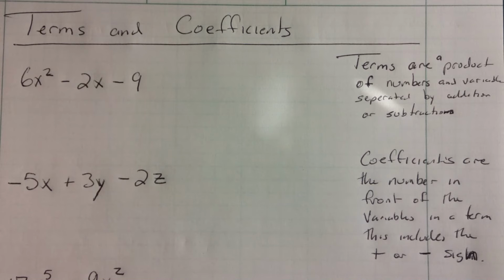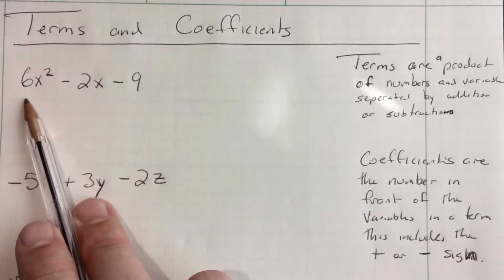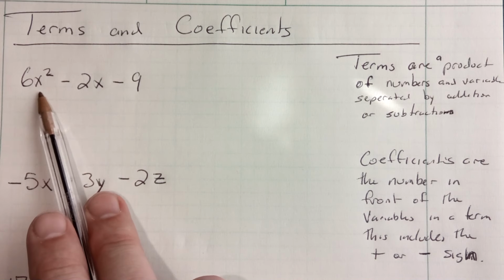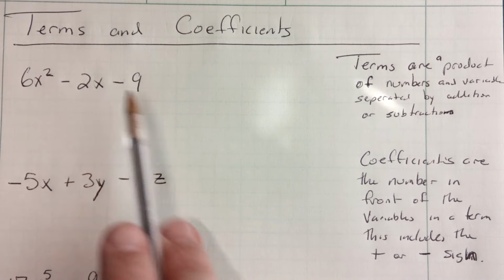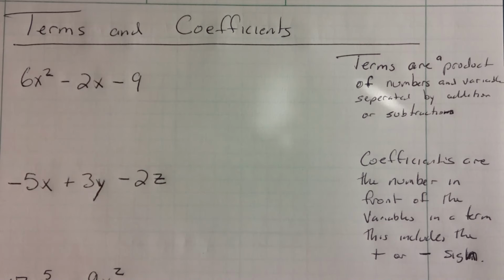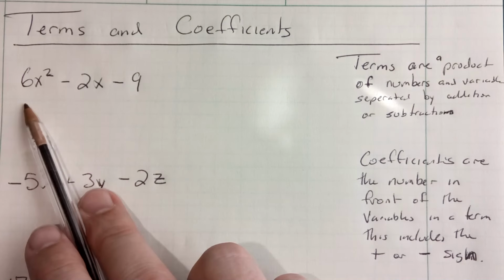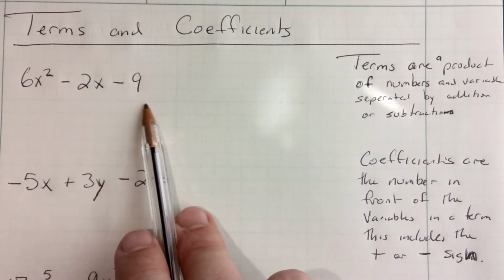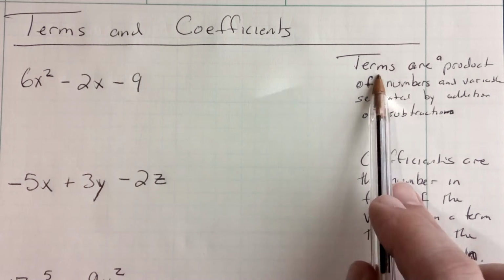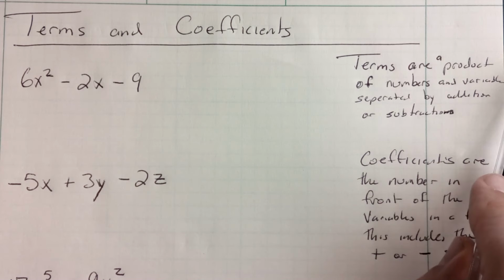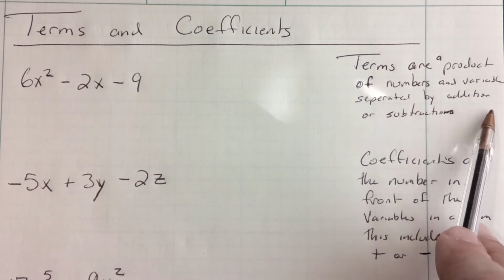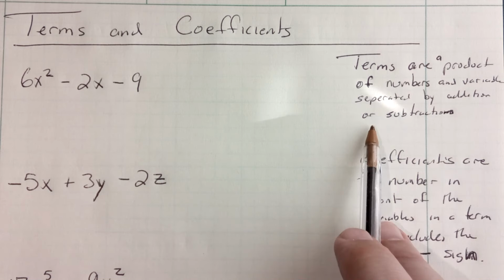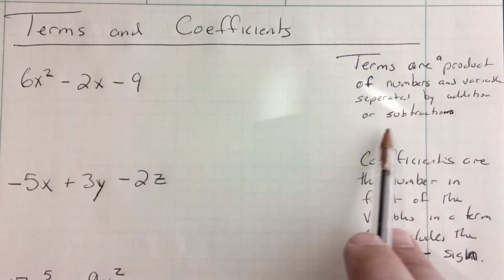So we will be given now sometimes expressions that obviously have a variable or letter in it, like x squared or x, or maybe a y or a z. And we want to be able to say, okay, how many terms are in an expression? Well, the terms are a product of numbers and variables separated by addition or subtraction.